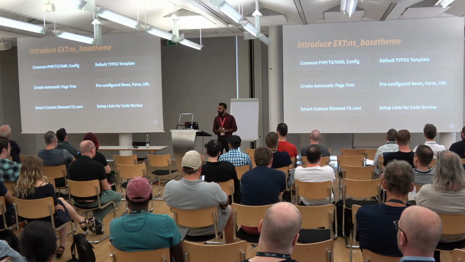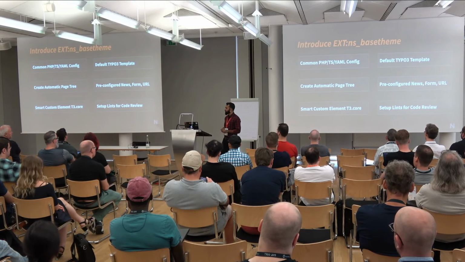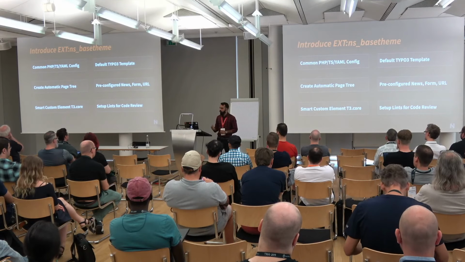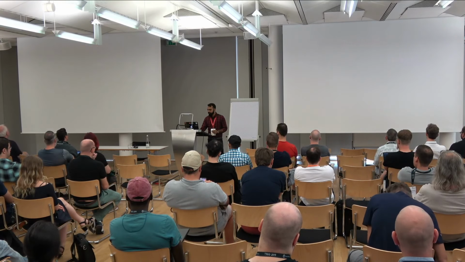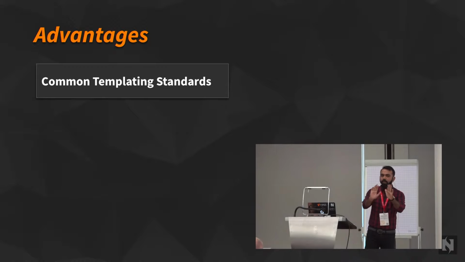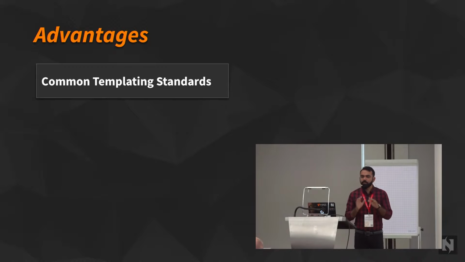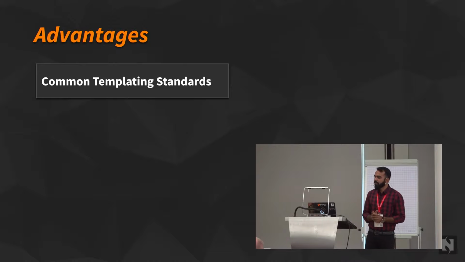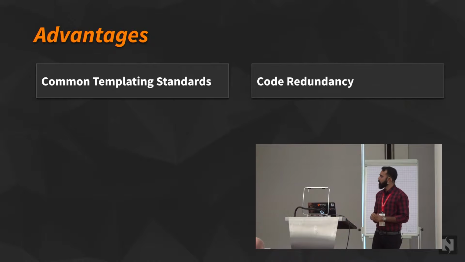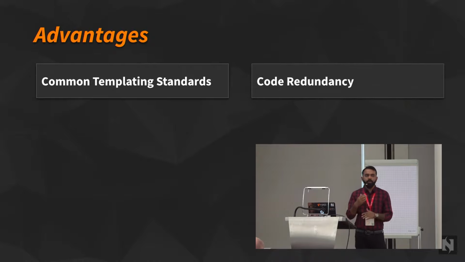And we have a lot of lints, like for the PHP, TYPO3, YML. We have implemented the lint for the code review, automatic code review. So what are the advantages? First thing is the common templating standards. As I said, we have decided, okay, let's keep the one flow. I'm sure everyone has common templating standards, but that's the point, right? Code redundancy, that's one of the major goals, like how can we avoid repeating the code in each and every project, right?